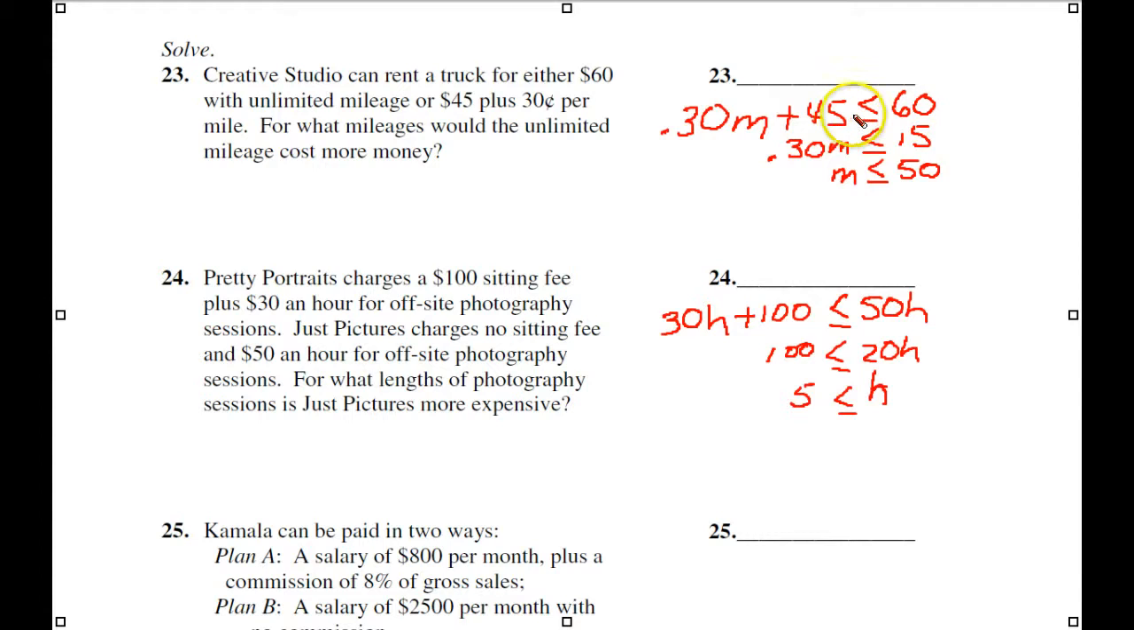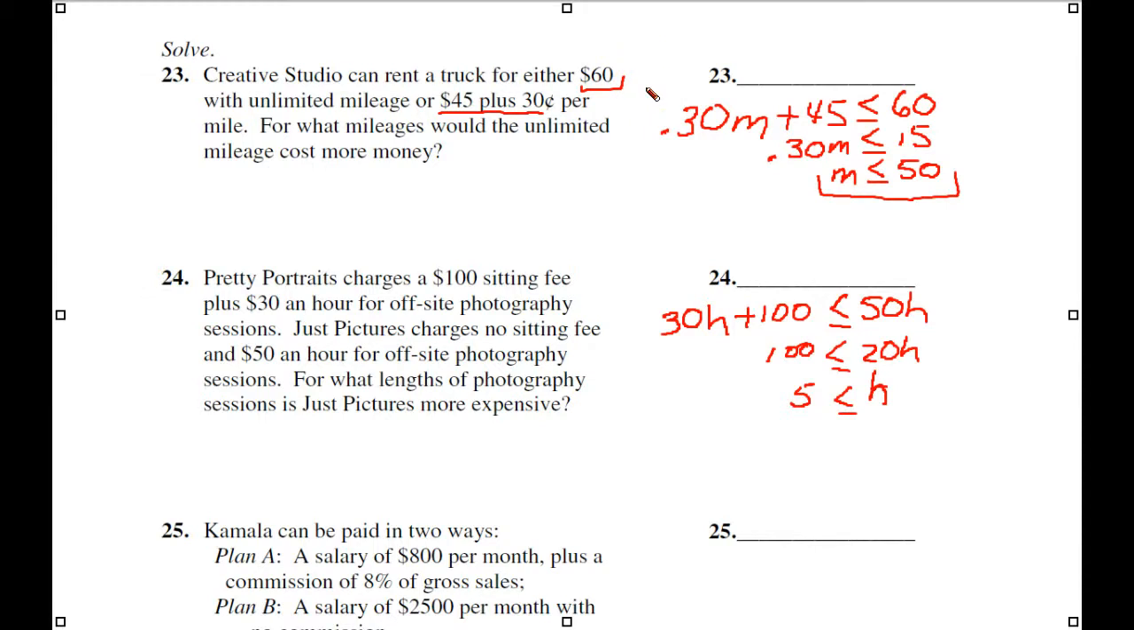Well, we subtract 45 from both sides, get 15. And then we're going to divide both sides by 0.30. And we get m is less than or equal to 50. So if you plan to go less than 50 miles, or up to 50 miles, then this would be the better deal. But if you plan to go more than 50 miles, paying the $60 would be the better deal.